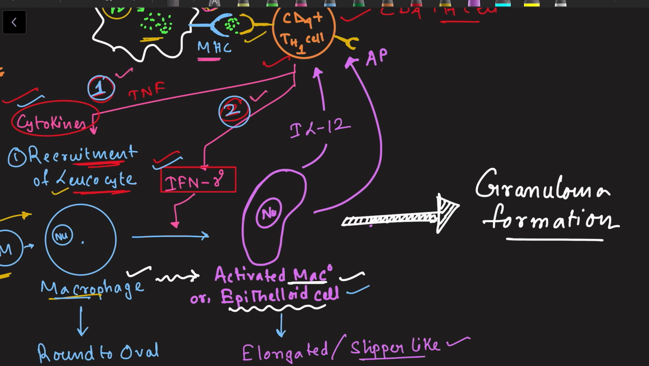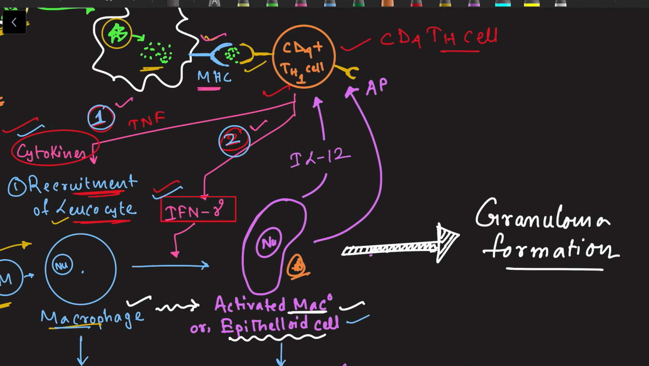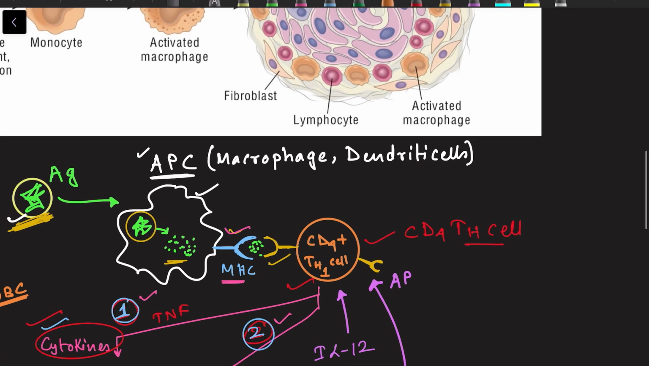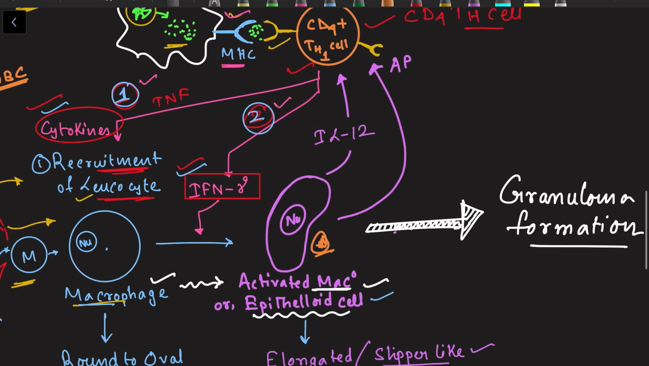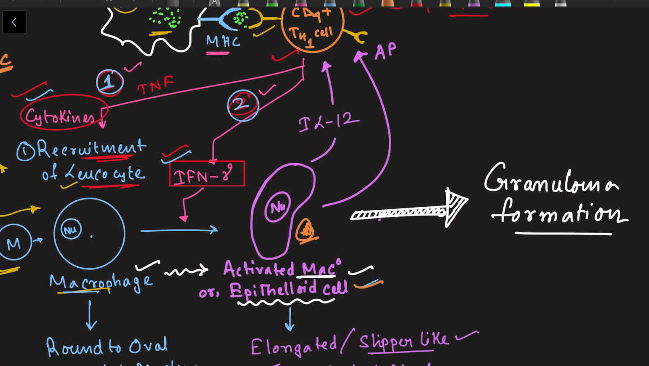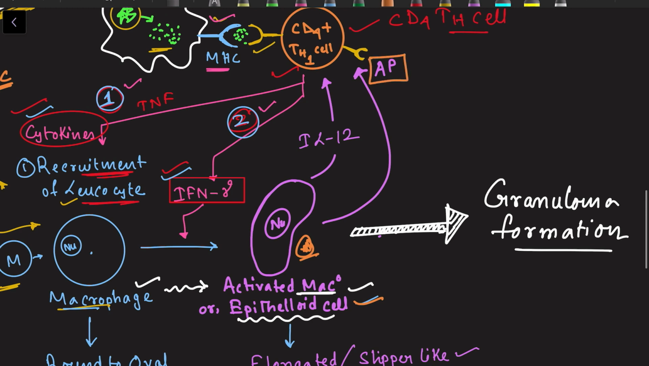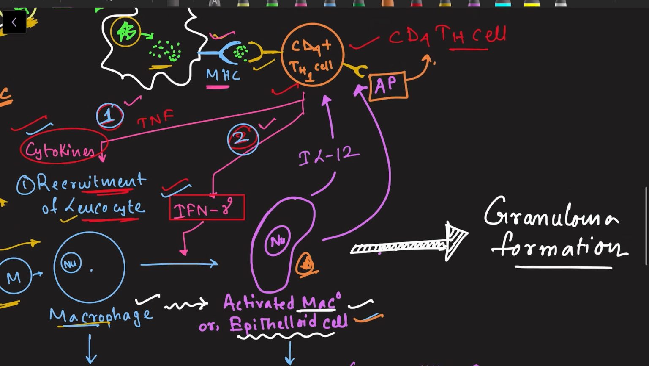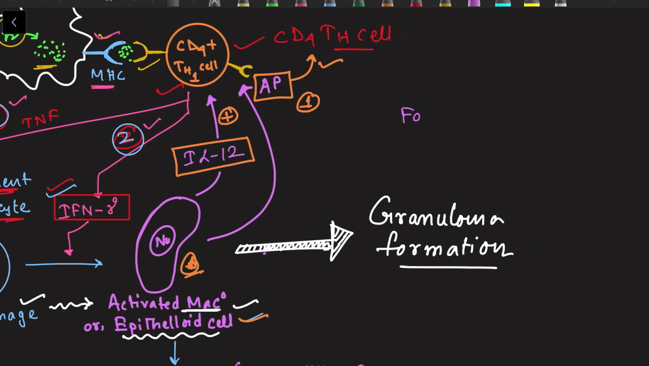Moving forward, we saw the first and second things that happen. The third thing is how the activated macrophage or the epithelioid cell acts. It acts by two mechanisms. First of all, I've already told you that a macrophage is also an antigen presenting cell. So the activated macrophage or epithelioid cell can itself cause antigen presentation to the CD4 Th cell. Another thing that can happen is that the same cell can release interleukin 12, which helps in proliferation of T cells.